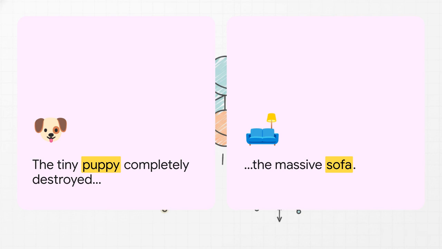The tiny puppy completely destroyed the massive sofa. In a standard static dictionary map, the concepts of a puppy and a sofa are complete geometric strangers. They point in entirely different mathematical directions. So if the machine just checks the raw dot product between them, the alignment is going to be terrible. It would completely ignore the connection between the two words and fail to realize that in this specific chaotic moment, the puppy is the specific agent causing the destruction.